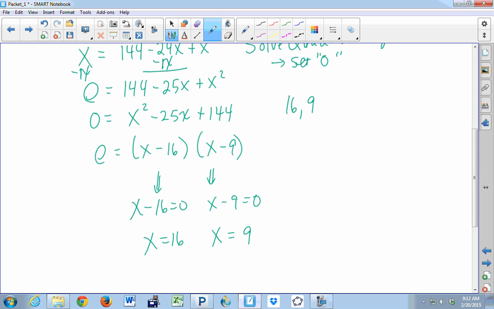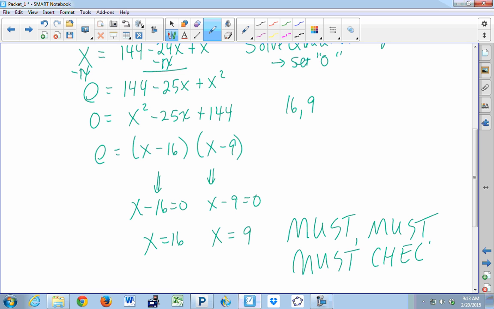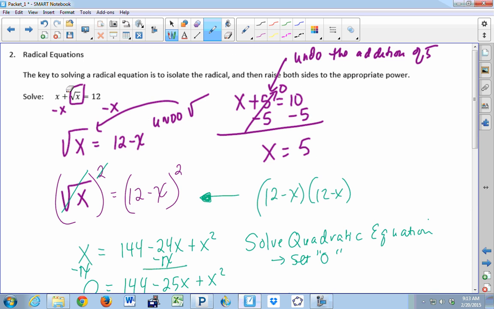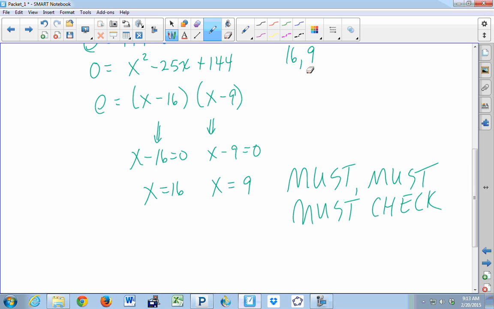But before you go putting circles around these, you must check. Because you took something that was a square root and you made it into x to the first power. And often you'll get an answer that doesn't work. We call that extraneous. So you have to always go back to your original equation, which you probably forgot by now, but it was x plus the square root of x equals 12.